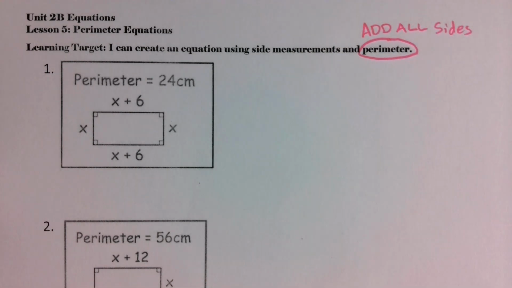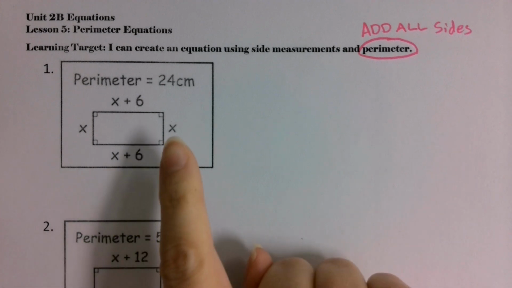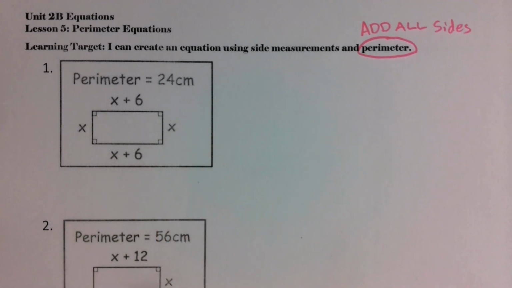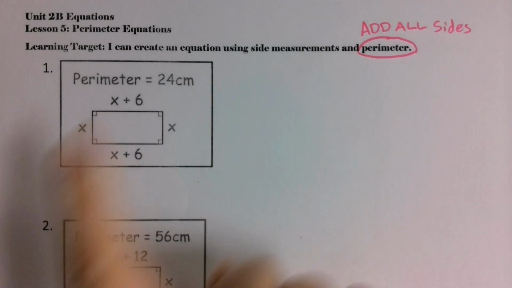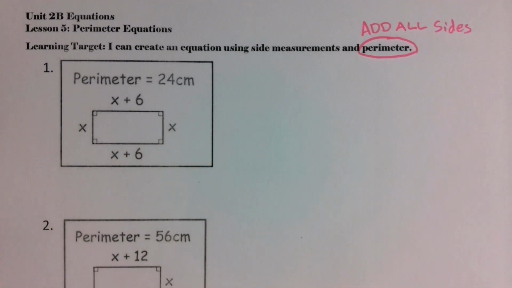That's what perimeter means. So if it is a rectangle, you've got 4 sides. If it's a triangle, you've got 3 sides, and so on and so forth. So for perimeter, we are adding all the sides of the shape together. So in a situation like this one, we have the perimeter is equal to 24, and they've drawn the rectangle out. We just need to go ahead and set up what it's going to look like as an equation.